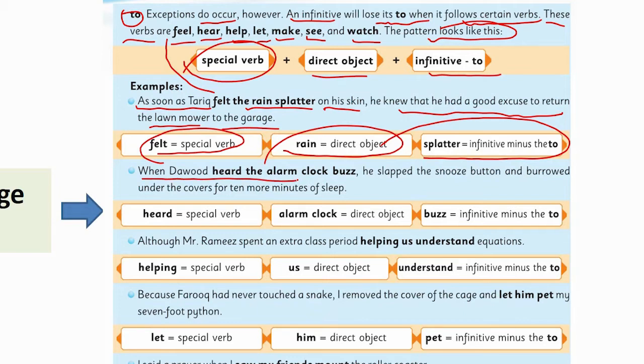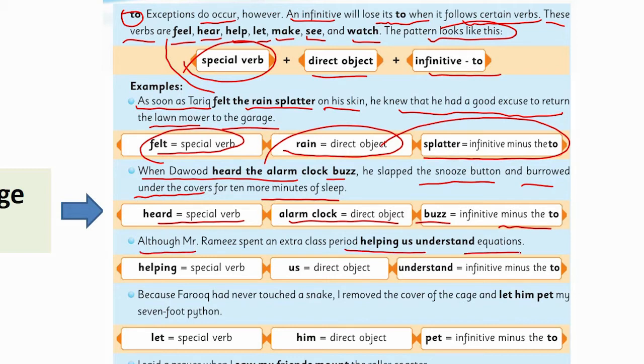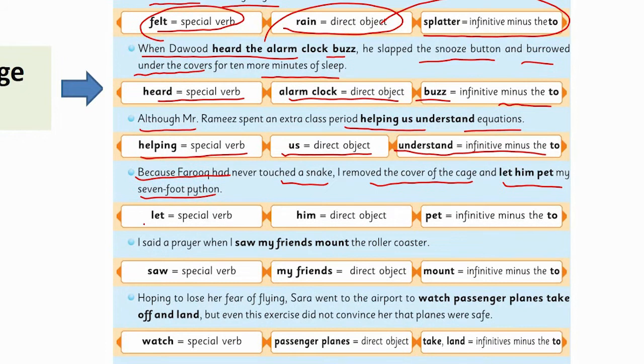When Daud heard the alarm clock buzz, he slapped the snooze button and burrowed under the cover for 10 more minutes of sleep. Heard is the special verb, alarm clock is the direct object and buzz is an infinitive minus the to. Although Mr. Rami spent an extra class period helping us understand equations. Helping is the special verb, us is the direct object and understand is what? Yes, infinitive minus the to. Because Farooq had never touched a snake, I removed the cover of the cage and let him pet my 7-foot python. Let is the special verb here.